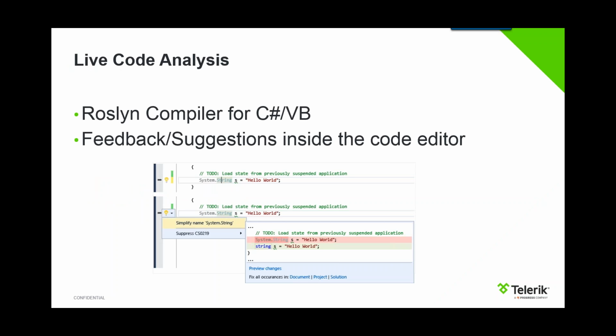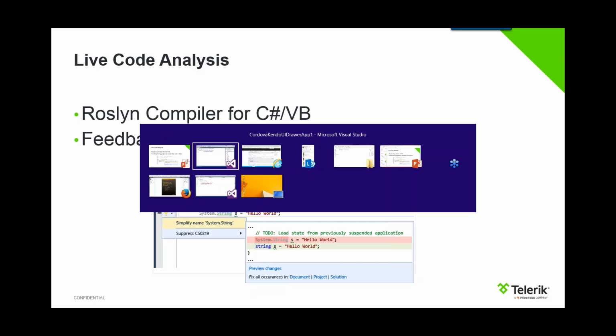So what Visual Studio 2015 is doing is, under the hood, it is using the Roslyn compiler to do compilation on the fly of your source code when you are developing it. You're typing System.String s is equal to, and there is actually a Roslyn thing going on in the background. It can give feedback and suggestions inside the code editor. Let me show it to you.